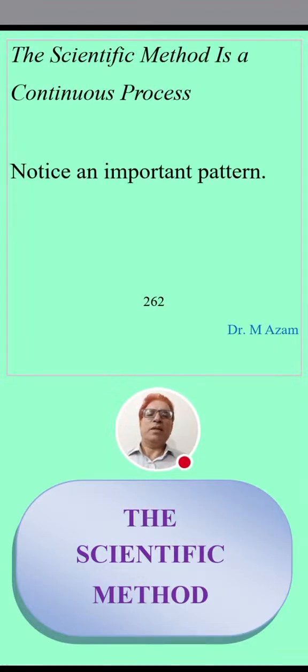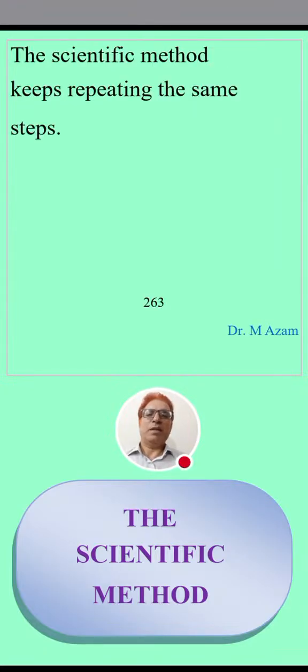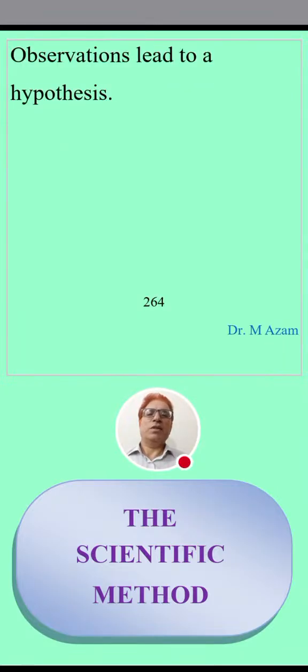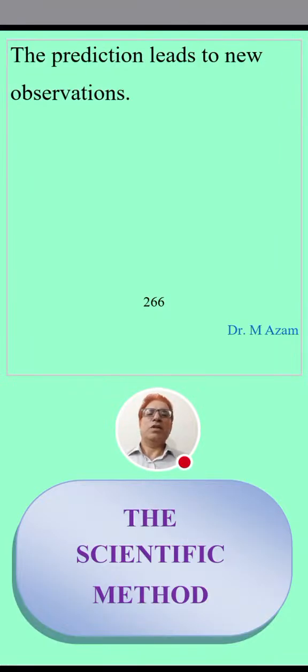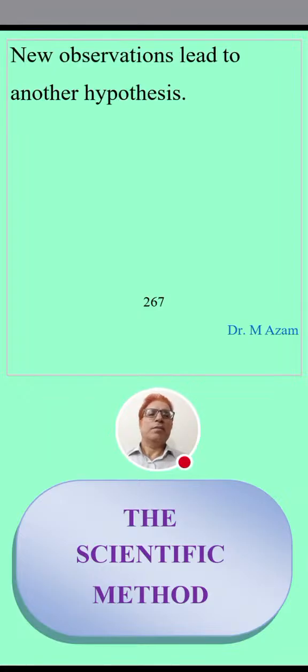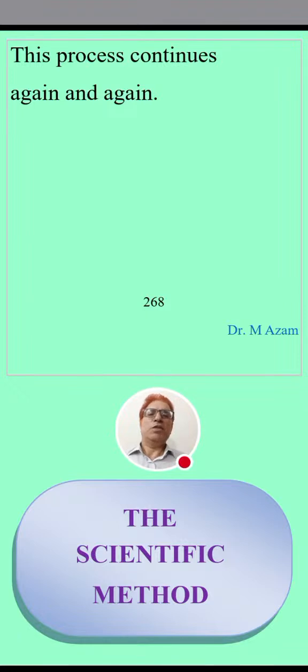The scientific method is a continuous process. Notice an important pattern. The scientific method keeps repeating the same steps. Observations lead to a hypothesis. The hypothesis leads to a prediction. The prediction leads to new observations. New observations lead to another hypothesis. This process continues again and again.